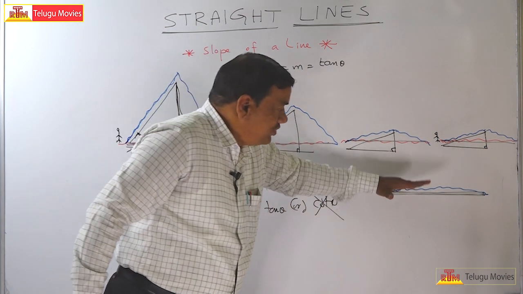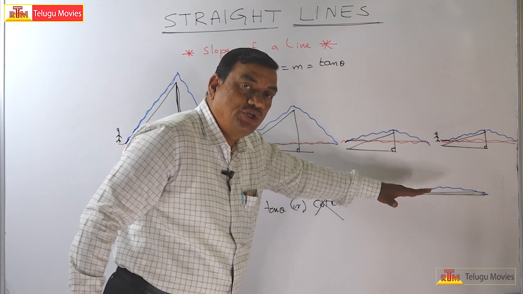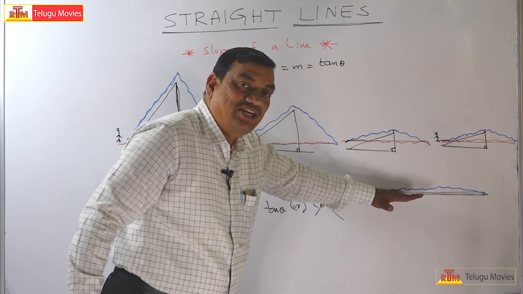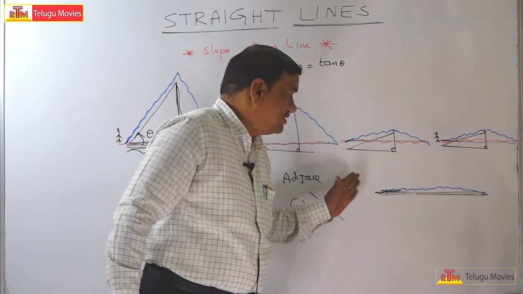Once again I am telling you, if there is no slope, that is 0 slope, that means the inclination is 0. So it is very easy to know, nothing to climb, you can just walk away.